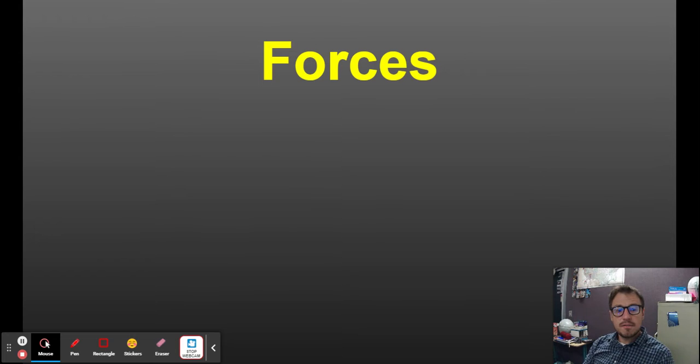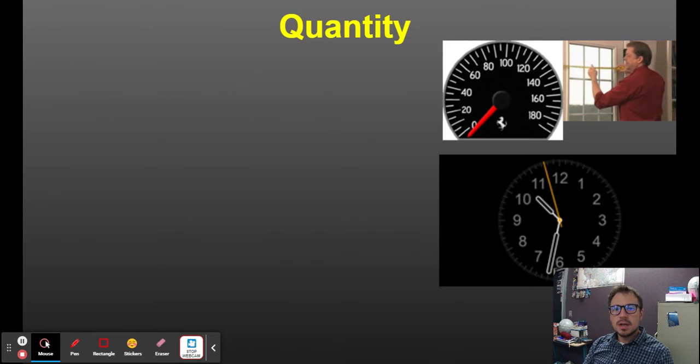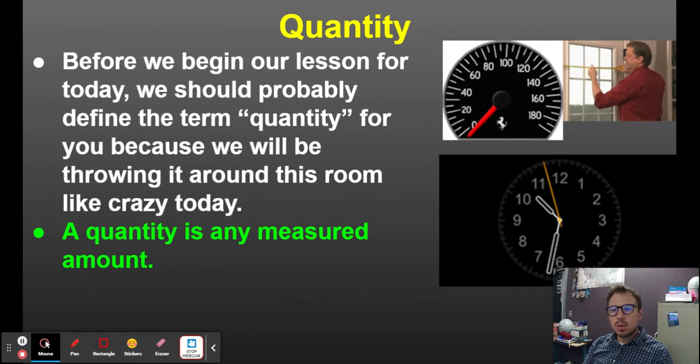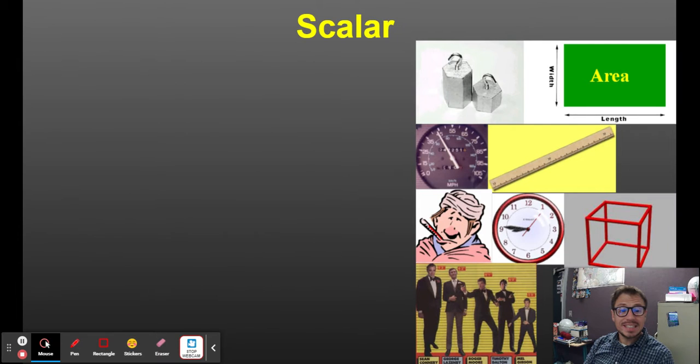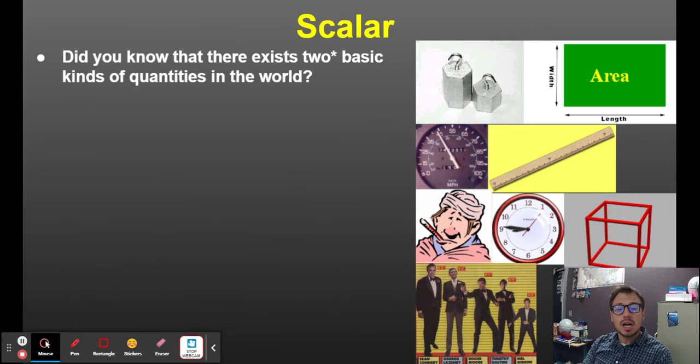Right, this is the forces video. So the first thing we learn about is a quantity. Now, a quantity is any measured amount. So anything you measure is a quantity. Now, there are two types of quantities.